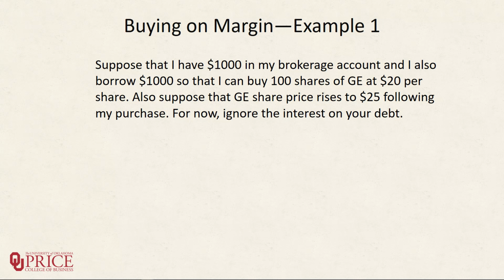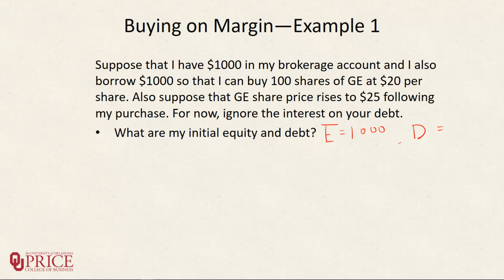So now let's consider my positions. The first question is, what are my initial equity and debt? The equity here refers to the amount of money that I bring into the trade. So that's my own money, right? In this case, according to the description, I brought in $1,000. That's my equity. My debt is my borrowed money, so that's also $1,000. So my equity is equal to $1,000, and my debt is also equal to $1,000. These are at the beginning.